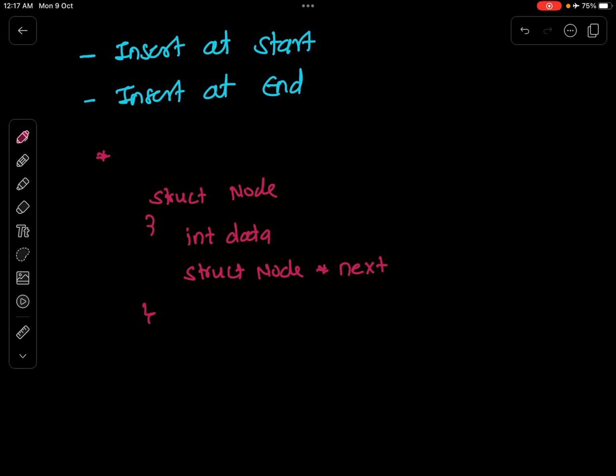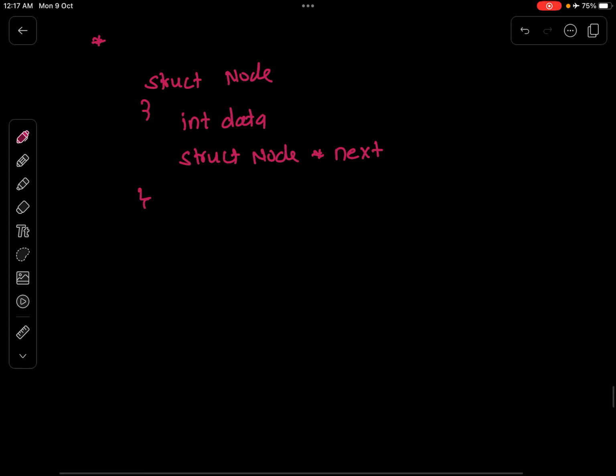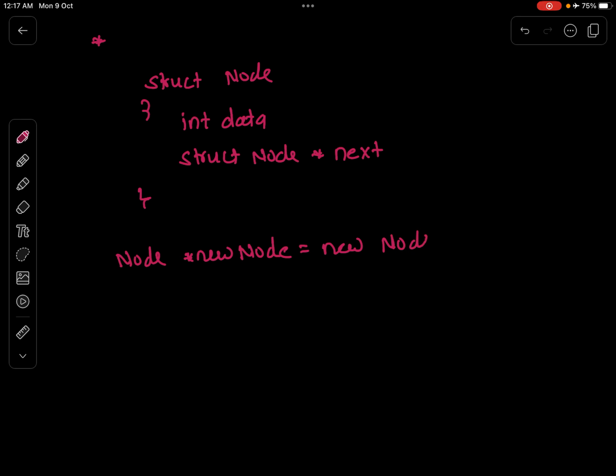So what I will be doing now is, say for example, node, I will be calling it new node equals new node. Now this is a keyword, as I told you in the first video, which allocates space during runtime.